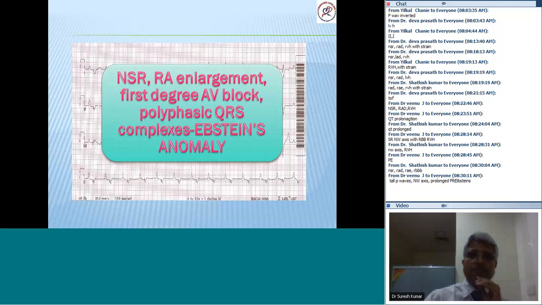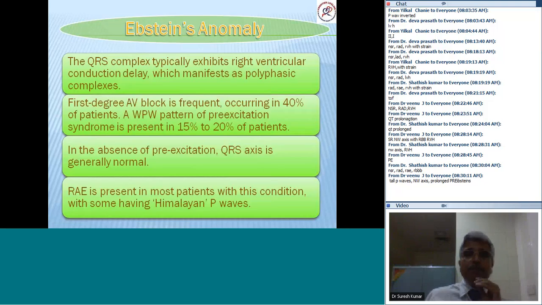And in Epstein, remember, the QRS typically exhibits a right ventricular conduction delay, which manifests as polyphasic QRS complexes. First degree AV block is frequent. You may get a WPW pattern. Right atrial enlargement is present in most patients, and some have the Himalayan P waves.